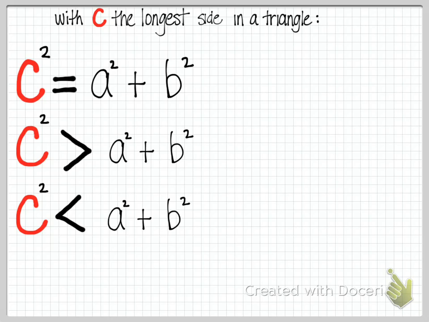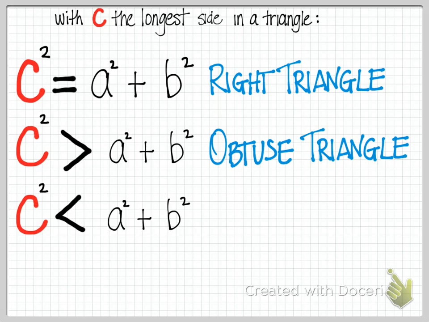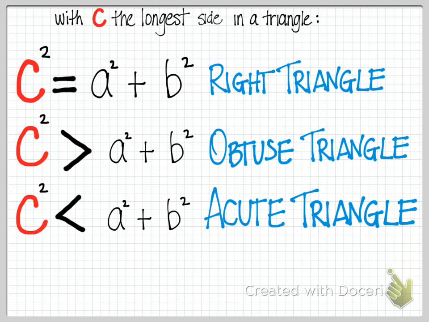And for these three different equations, in the first case, C squared equal would be a right triangle. Second case, where C squared is greater than A squared plus B squared, we have an obtuse triangle, and where C squared is less than A squared plus B squared, we have an acute triangle. So this is a way that we can determine, given the three sides of any triangle, whether that triangle is a right triangle, an obtuse triangle, or an acute triangle by using the Pythagorean Inequalities theorem.